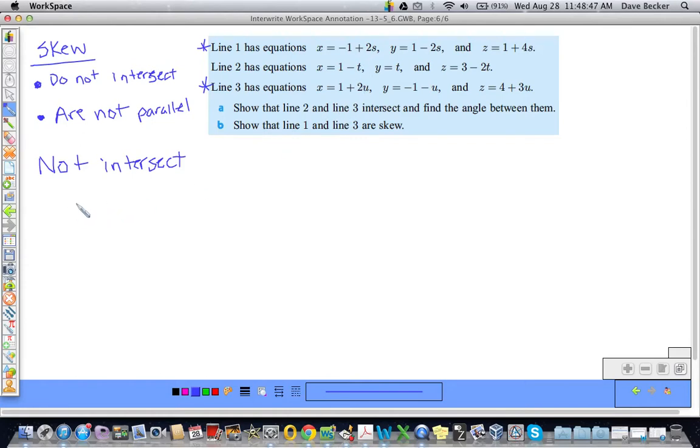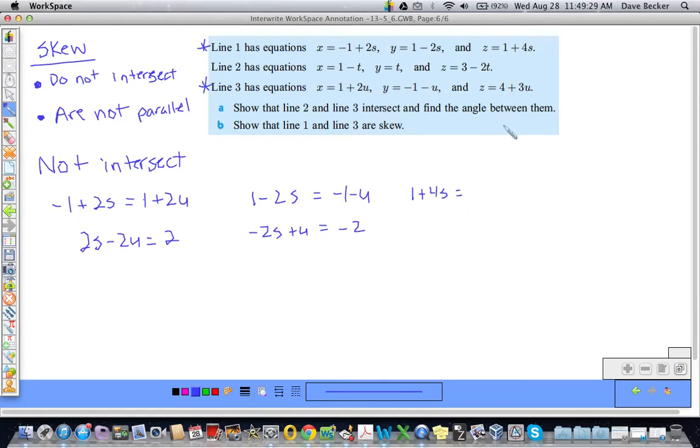-1 plus 2s, this is for the x-coordinates, if they intersect, is going to be equal to 1 plus 2u. Cleaning that up, we get 2s minus 2u is equal to 2. Then if we set their y's together, 1 minus 2s would be equal to -1 minus u, and cleaning that up, we get -2s plus u equals -2. And their z's would be 1 plus 4s equal to 4 plus 3u. If we clean that up, we get 4s minus 3u equals 3.